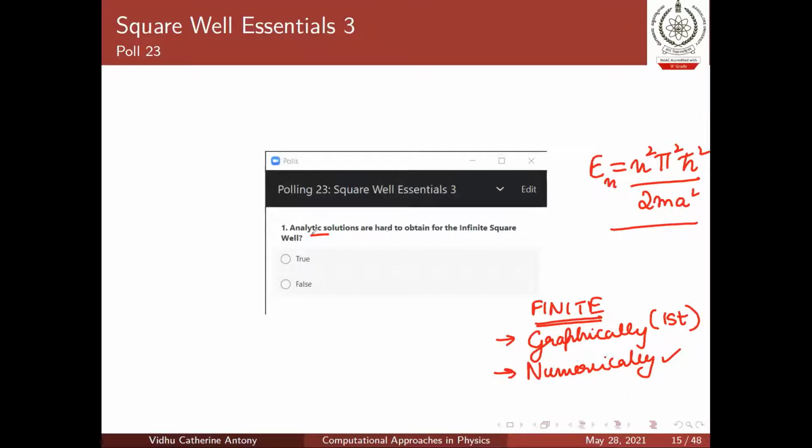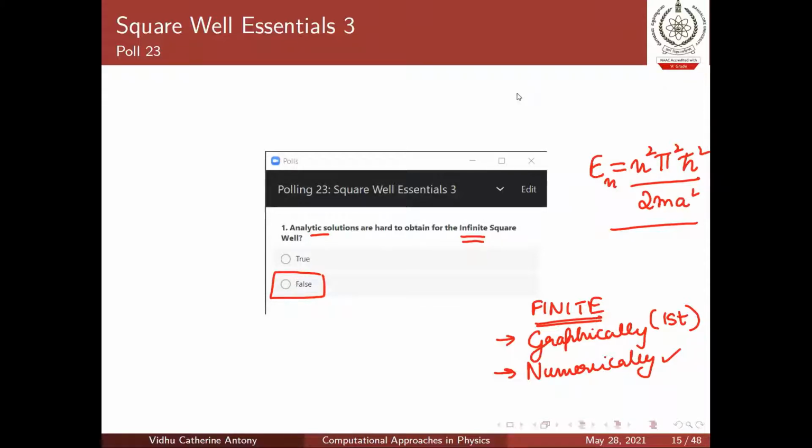So what do you have here? You can obtain analytic solutions for your infinite square well. Wait, I get confused with these true or false questions. You can obtain analytic solutions, or exact solutions, for your infinite square well. So it is not hard, it is false. I hope you get that.